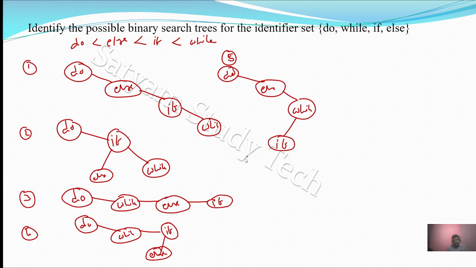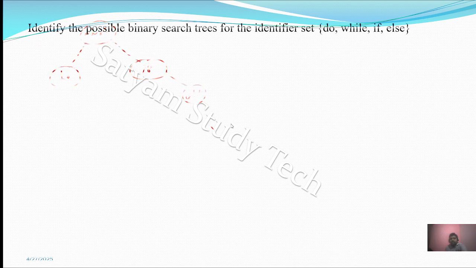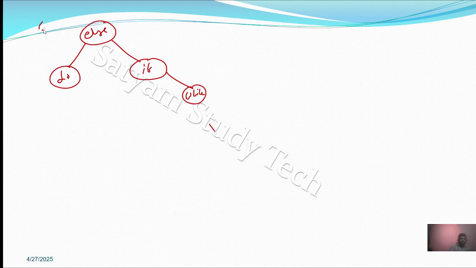Like that we have to draw all the diagrams. Now, for example, consider else as the root node. Here do, here it is if, here it is while. This is another diagram, the sixth one. Now you can see the seventh one. Here it is else, here it is do, then while. Left of the while is if. This is another diagram, the seventh one.